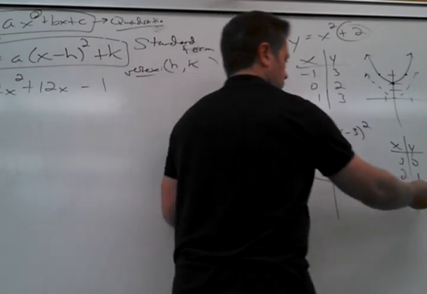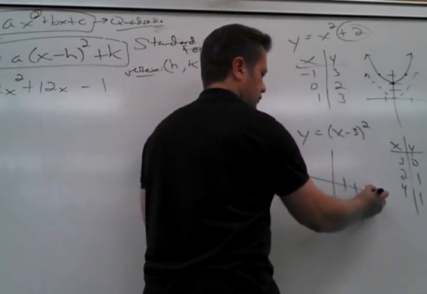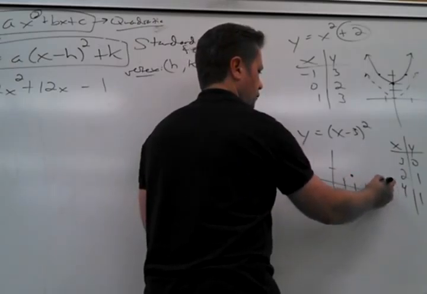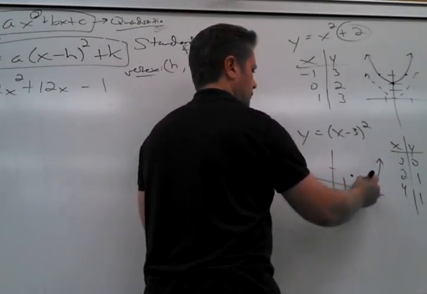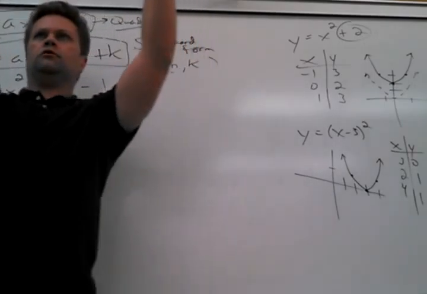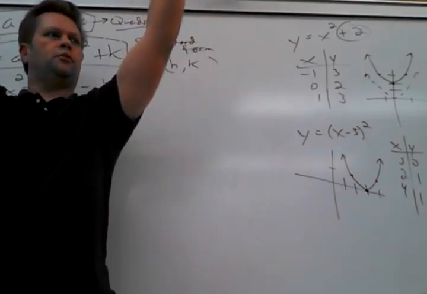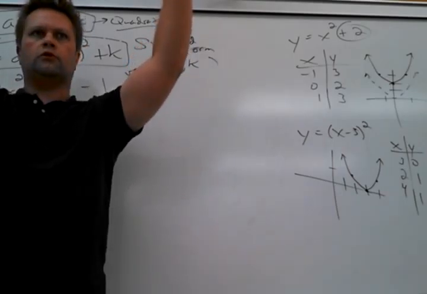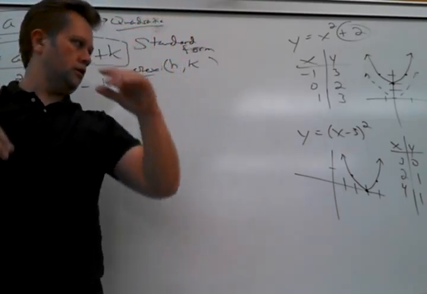Yeah, so it's negative, it's 3, 0, 2, 1, and 4, 1. So there's my parabola now. Once I get those 3 points, the vertex and 2 other points, I've got the whole thing. I've got it pegged. Right? I just have to get those 3 anchor points, is what I call them.